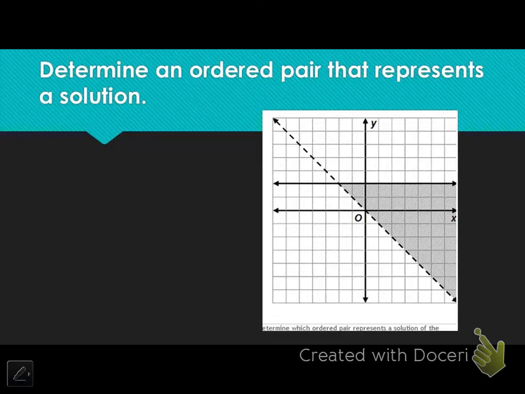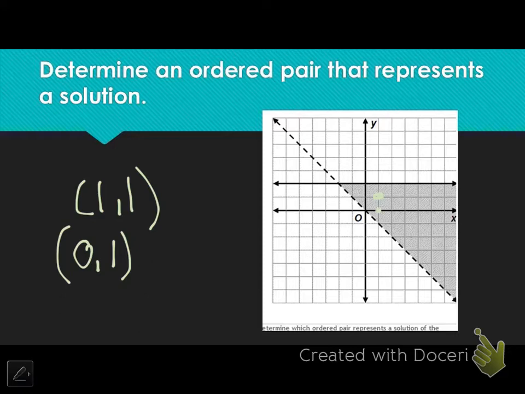Determine an ordered pair that represents a solution. So we have to get an ordered pair that's in here. And we can also pick one on a solid line, but not a dashed line. So we could pick one on that solid line if we wanted to. But I'm going to pick an easy one. Let's do 1, 1. So that's right there. That one works. How about 0, 1? That's right there. That one works. So as long as you pick anything that's in this area or on this solid line, you're good.